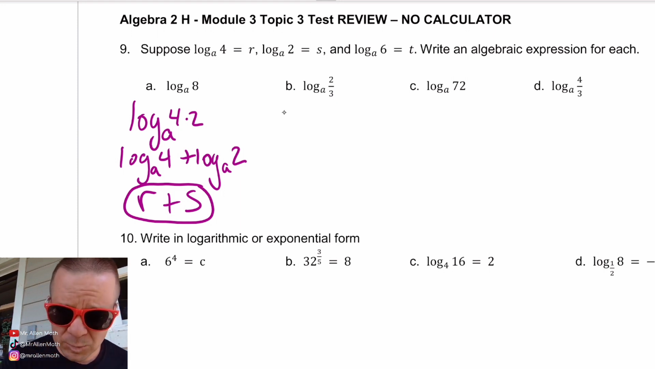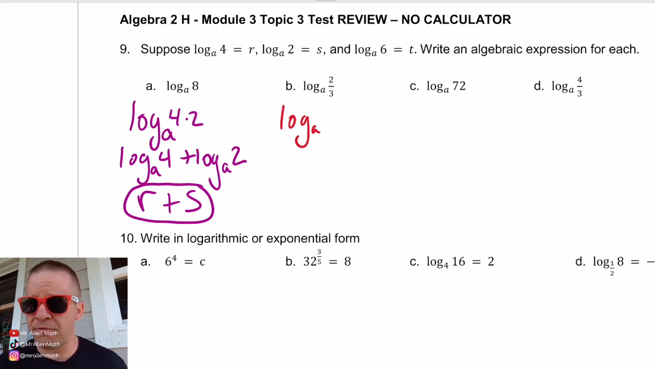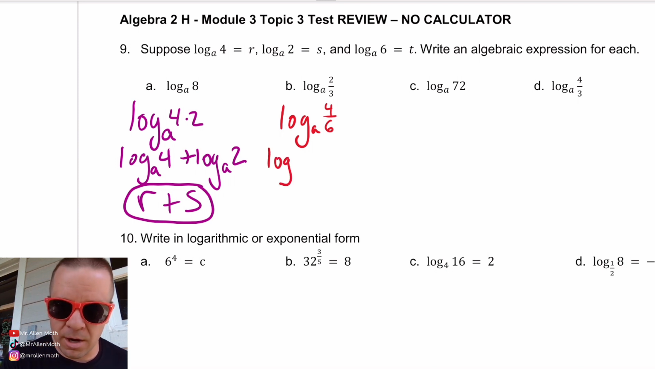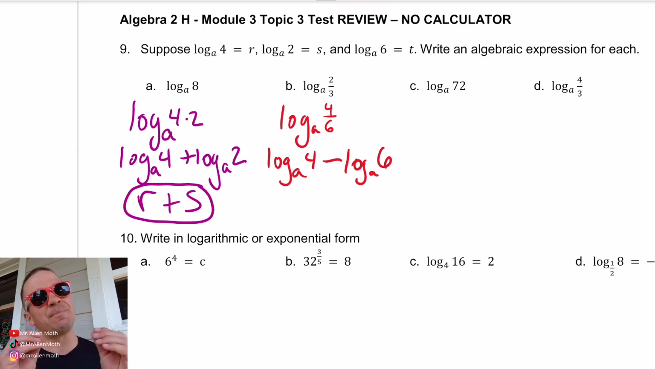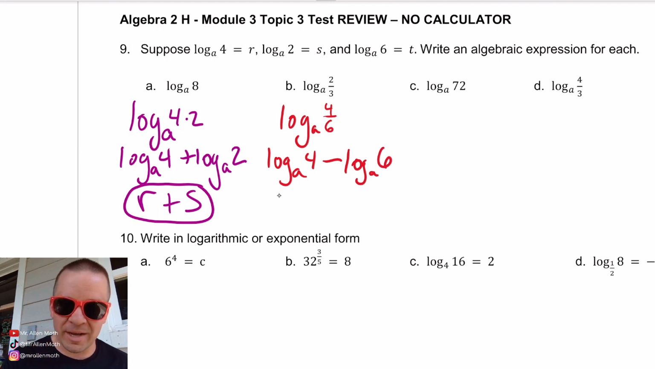Log base A, could I do this? Because I'm noticing some numbers like 4 and 6 right now. Is 2/3 the same as 4/6 before it's reduced? Yes, it is. So now I can break this apart into log base A of 4 minus log base A of 6, right? That's my quotient rule. It expands into subtraction. And I got log base A of 4 is R minus log base A of 6, that's T.